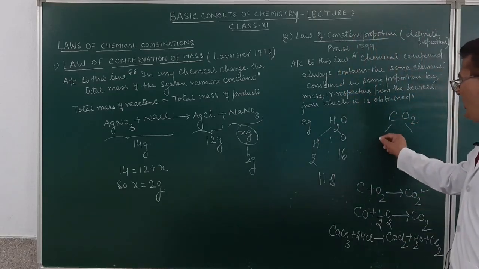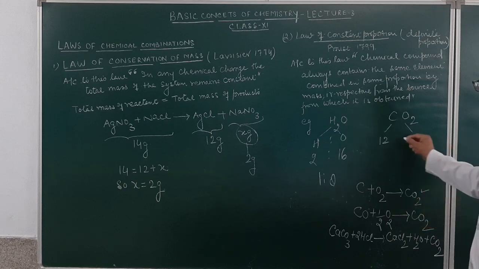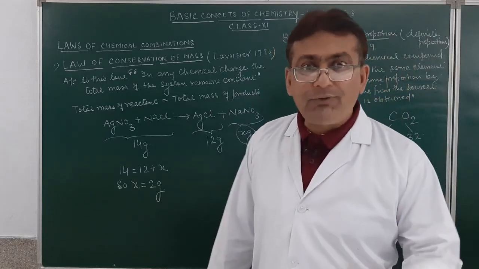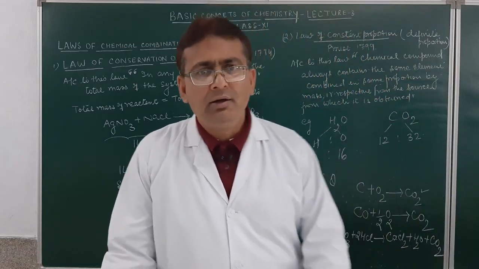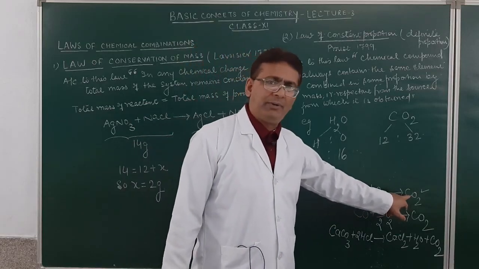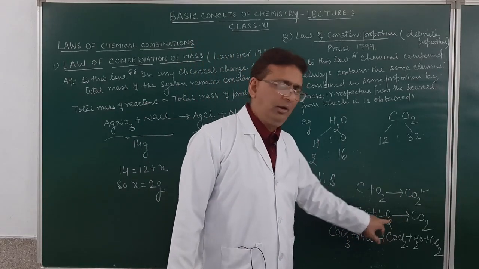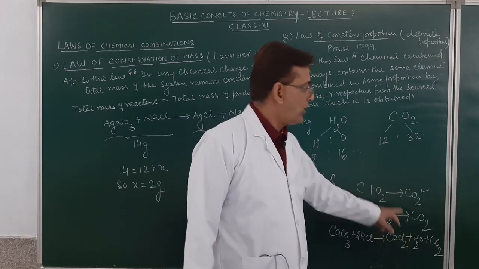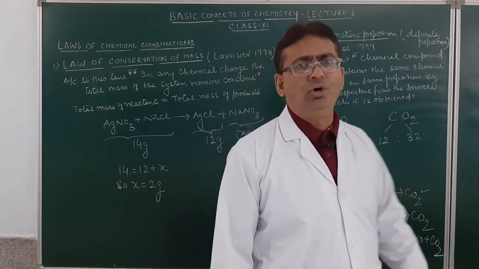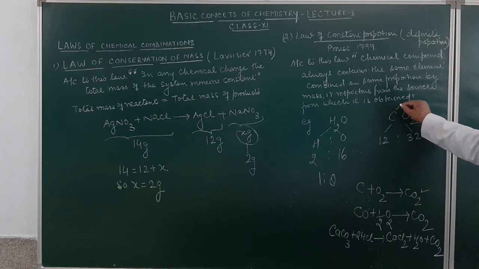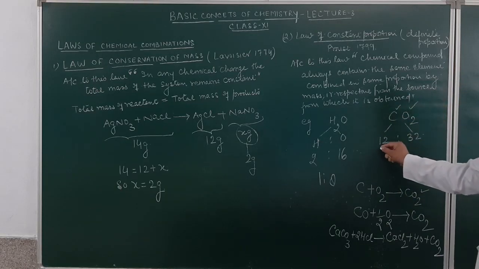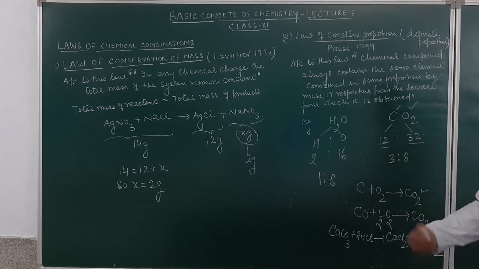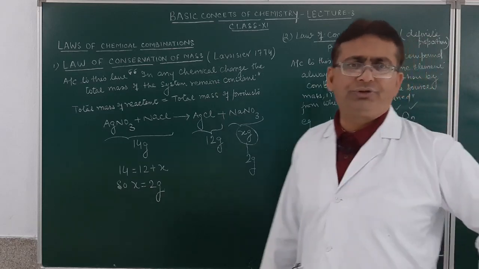What will be the mass of carbon over here? 12. What will be the mass of oxygen over here? 32. Irrespective of the source from which it is obtained, you may see it may be obtained by combination of carbon and oxygen, by carbon monoxide and oxygen, or by the reaction of calcium carbonate and HCl. From whatever way you obtain carbon dioxide, the formula will remain CO2. It will always contain carbon and oxygen combined in the ratio by mass of 12:32, which comes to 3:8. So which law is illustrated? It is the law of constant proportion.